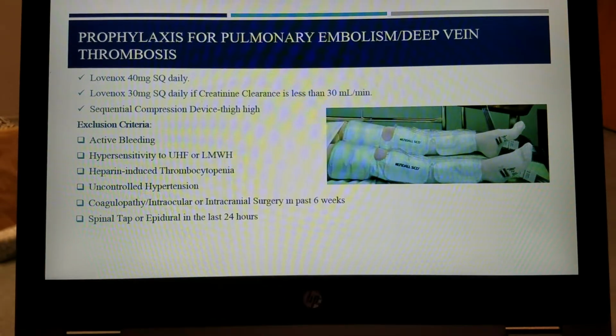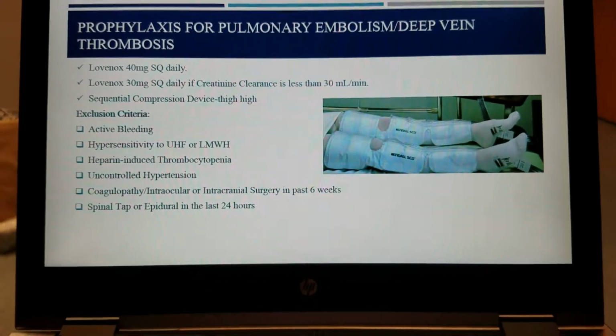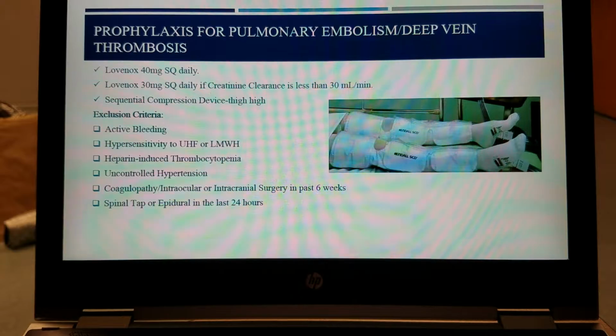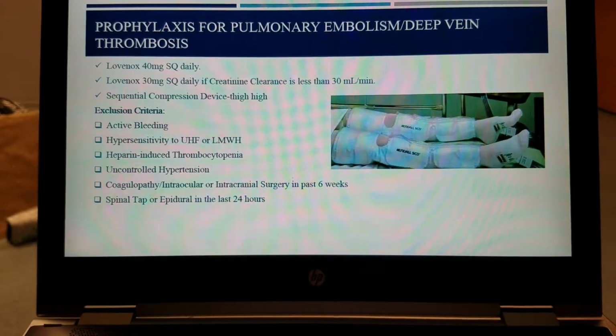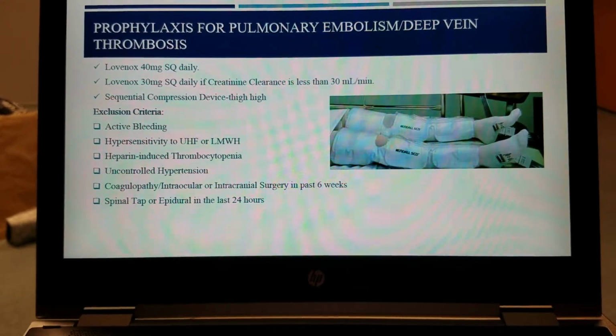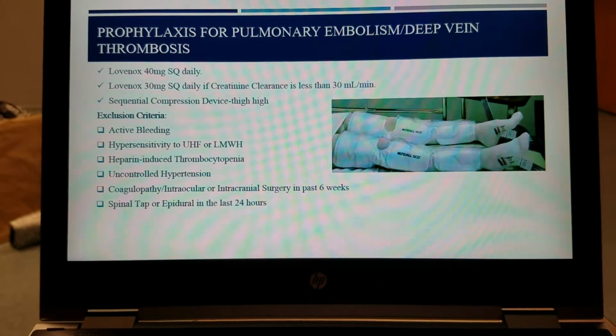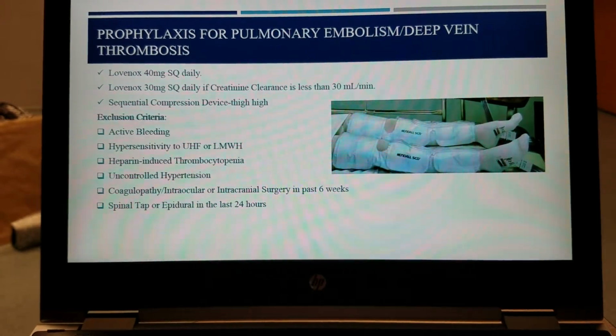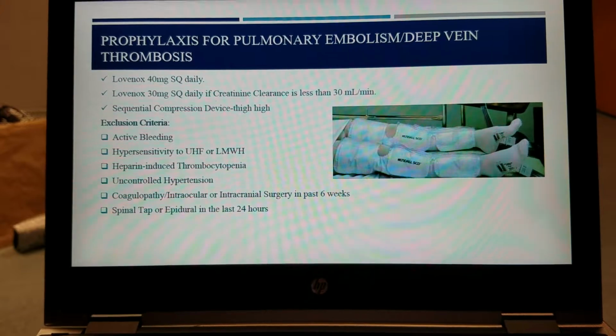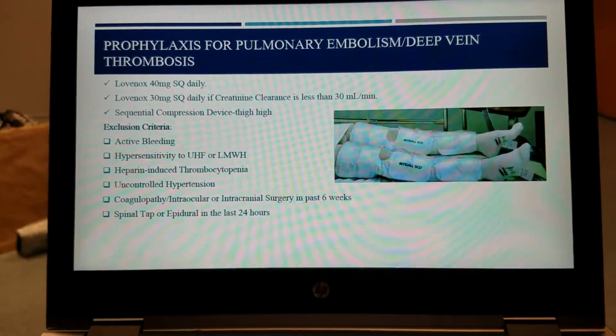Prophylaxis for pulmonary embolism, deep vein thrombosis. Lovenox 40 milligrams subcutaneous daily, or Lovenox 30 milligrams subcutaneous daily if creatinine clearance is less than 30 mLs per minute. You also put on sequential compression devices up to the thighs.